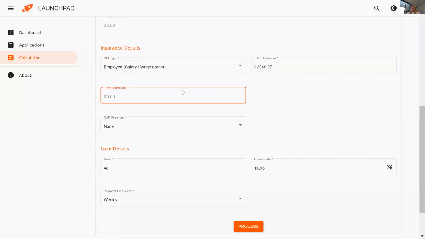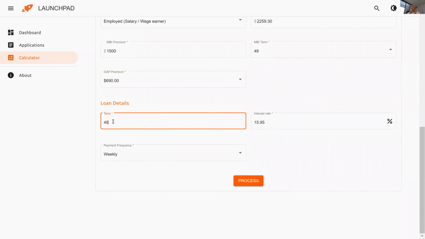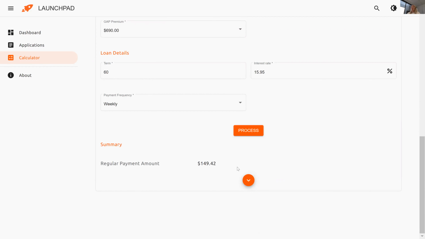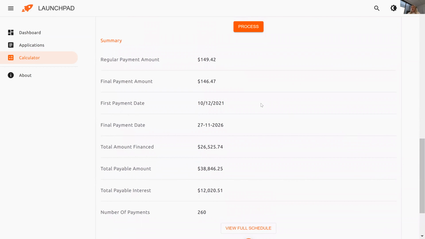So go through here, pop in your details, gap. Cool. Okay, so this new feature here, so if we go 60 months, process, gives you the payment straight away, but there's a down arrow there that you can click on, and I really, really like this feature. So regular payment amount 149, final payment, so it will calculate how long and the final payment dates based on the payments starting from the next 2 weeks. So down total amount financed, including interest, is 26,525. Oh no, sorry, total amount financed, and then total payable 38,000.